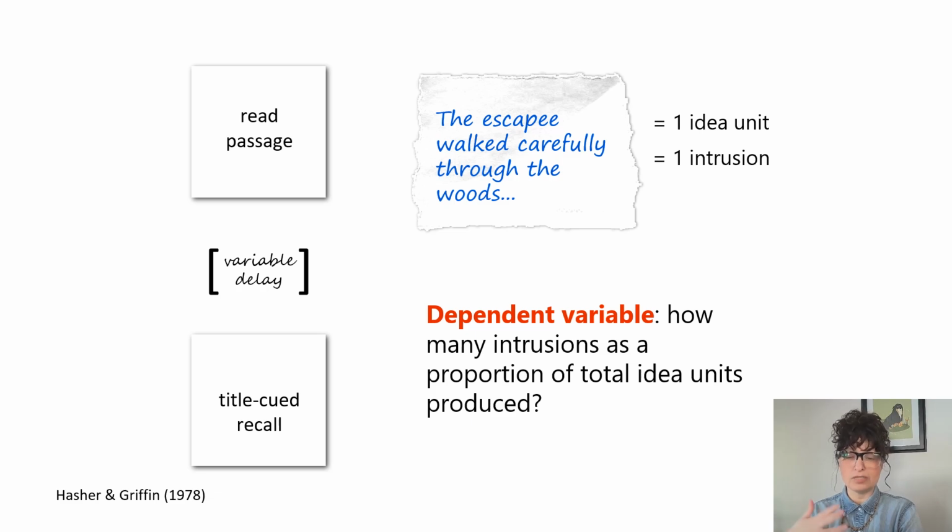So the dependent variable here is how many intrusions as a proportion of the total idea units produced. The proportion here is because each person serves as their own control. If I recall 10 details and the next participant recalls 20 details, it could be that we still only recall 10% of intrusions, right? So you want a percentage of the total idea units an individual has proposed.